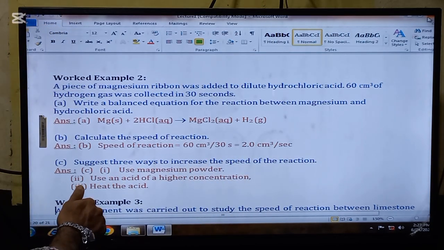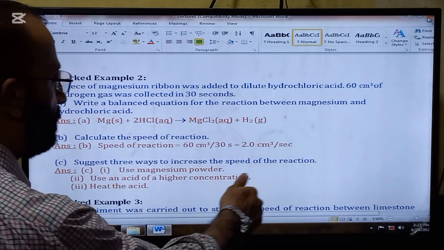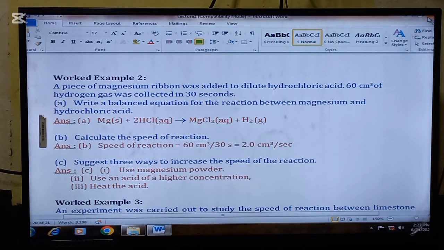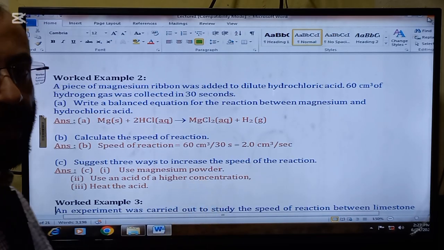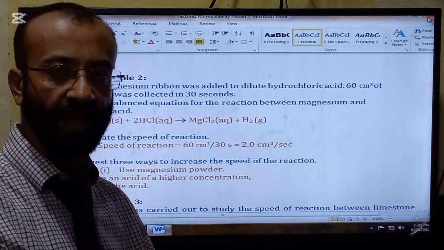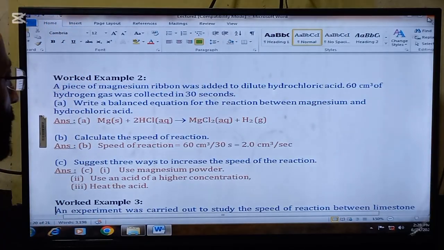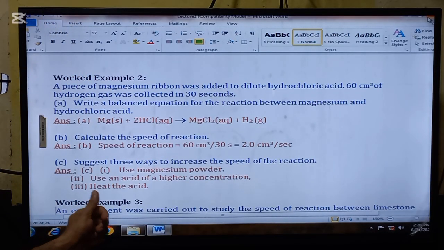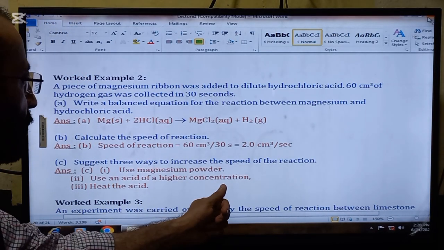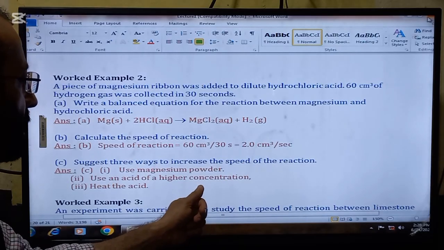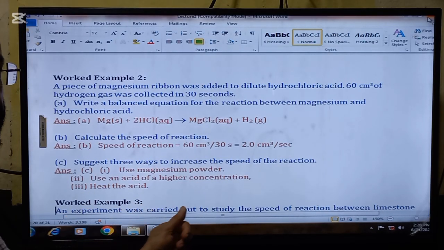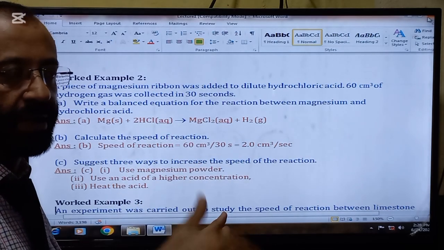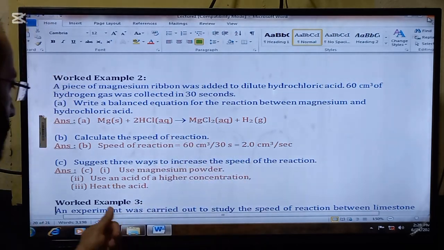The next part is: suggest 3 ways to increase the speed of the reaction. The speed of the reaction can be increased by using magnesium powder. Magnesium powder will increase the surface area, so that's why the speed of the reaction will be increased. Number 2, use an acid of higher concentration. When concentration is increased, the reaction speed will be increased. And next, heat the acid, so the temperature will rise, so the speed of the reaction will rise.